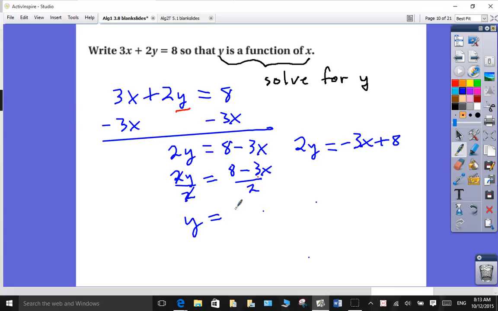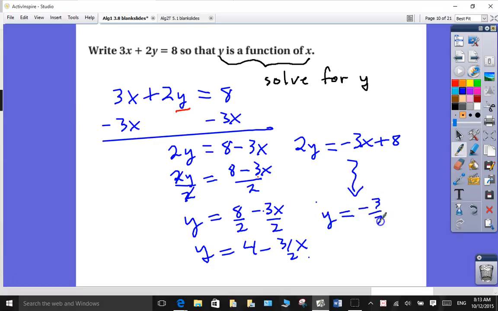It'd be 8 over 2. Then what? Minus 3x over 2, exactly. I mean, that's why we learn that stuff. Now, I can simplify that, right? Yeah. I can make that a 4. y equals 4 minus 3 halves x. Right? Again, if I would have followed this one doing the same thing, it would have looked like y equals negative 3 halves x plus 4.